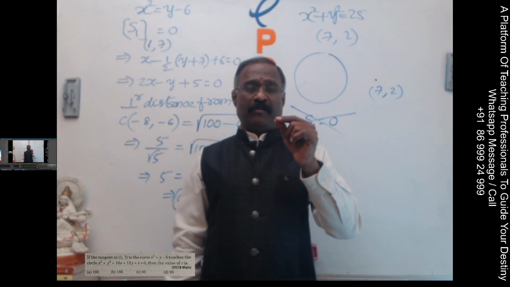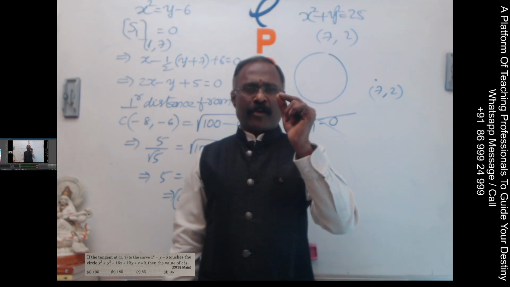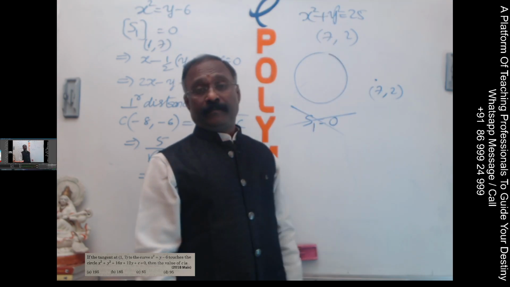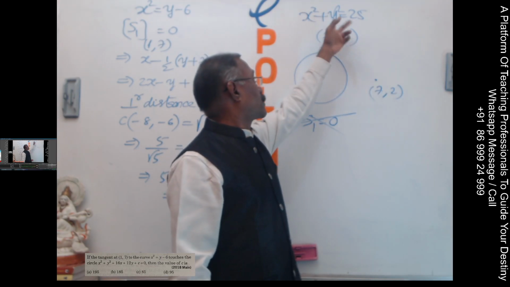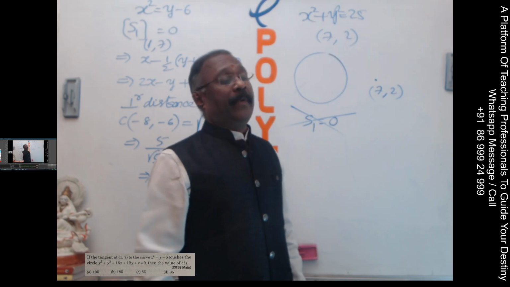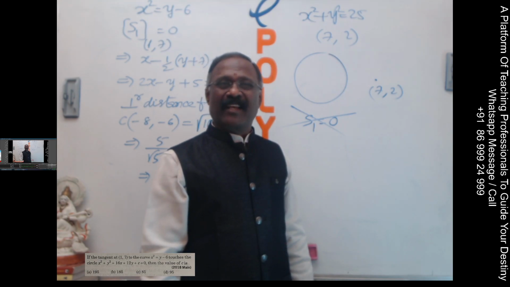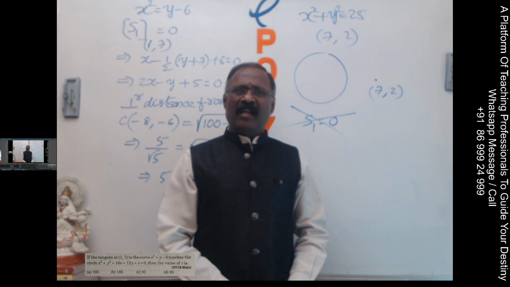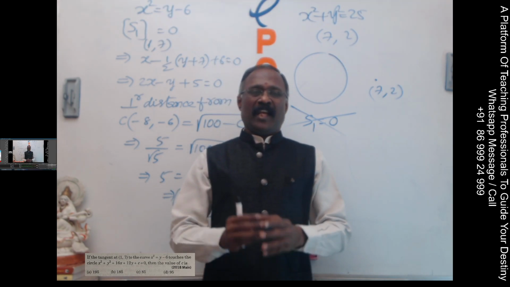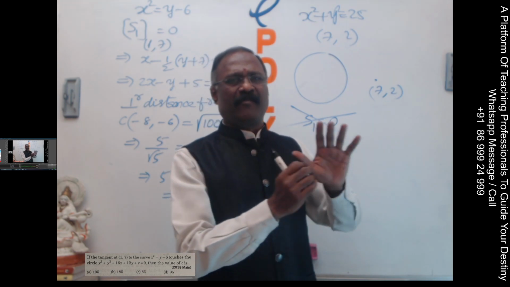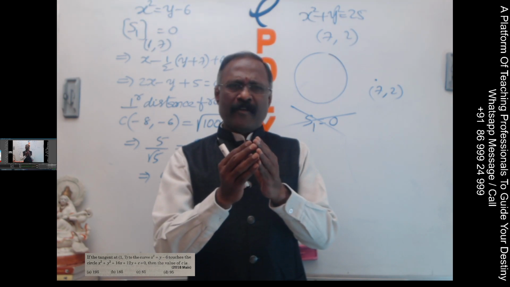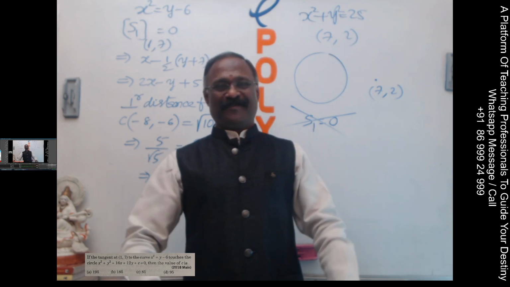The first derivative of any curve gives you the slope of the curve. For example, if you take this curve and find dy by dx, it is 2x plus 2y dy by dx equal to 0. Then dy by dx is minus x by y. What is that minus x by y? It is the general slope of the curve. What does it mean by general slope? If dy by dx consists of x terms and y terms, then it represents the slope at every point and any point on the curve.